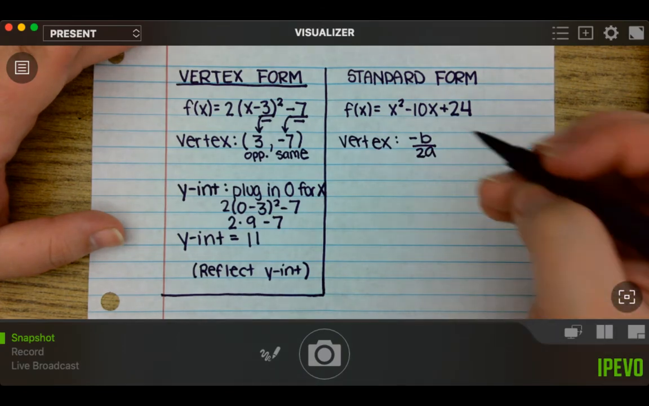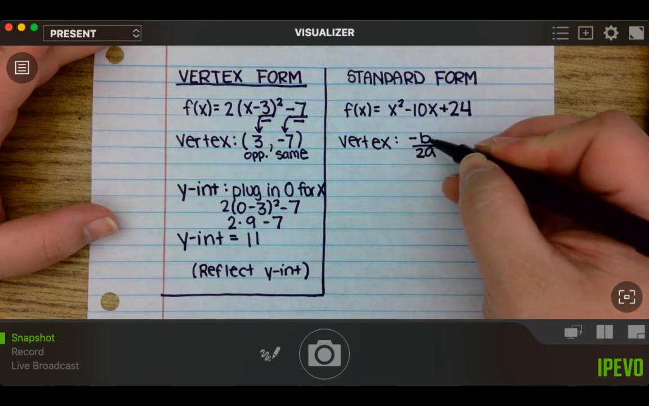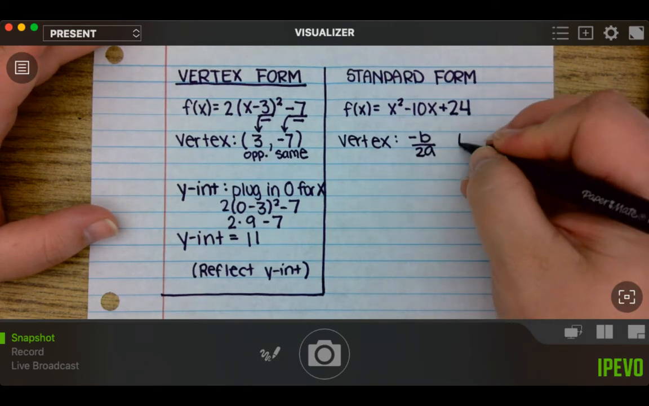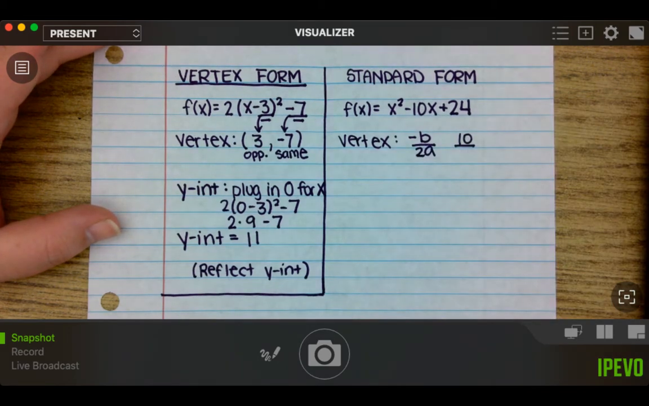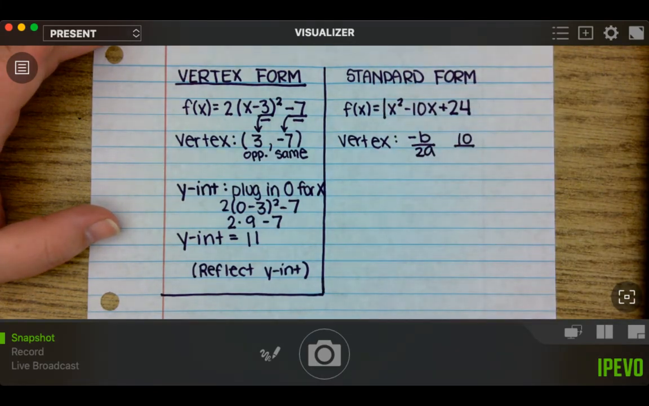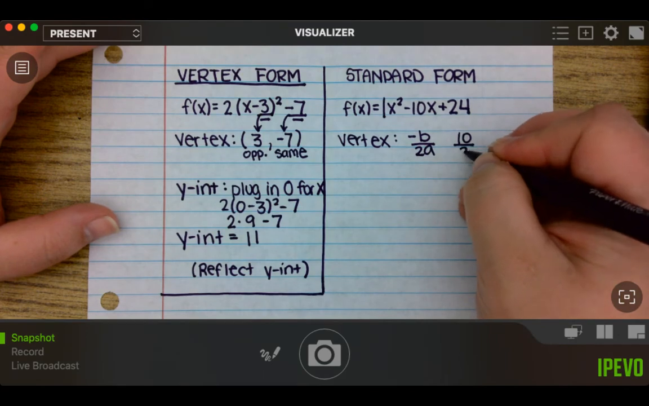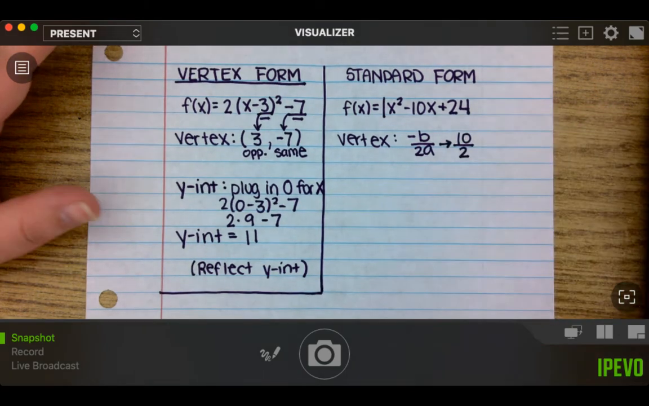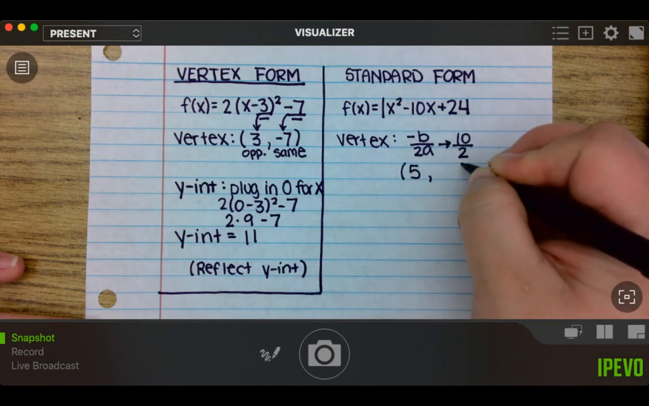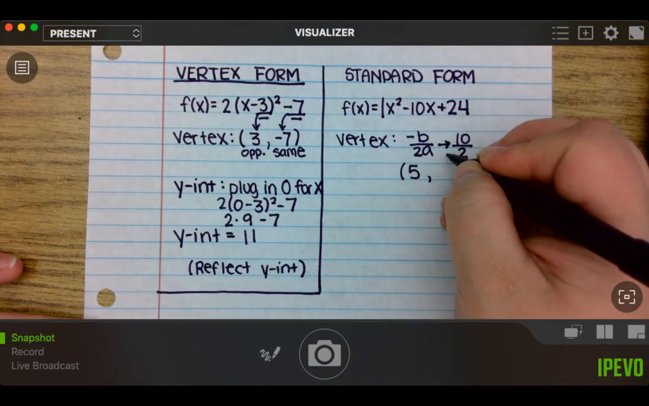Negative b means you do the opposite of the number in the middle. So negative 10 is going to turn into positive 10. And a is 1 in front. So 2 times 1 is 2. And 10 divided by 2 is 5. So your vertex starts with 5.